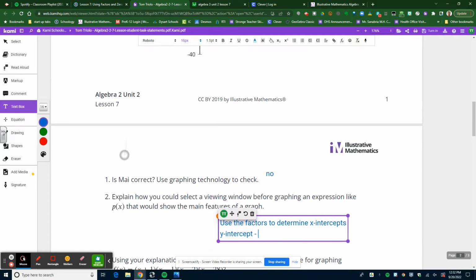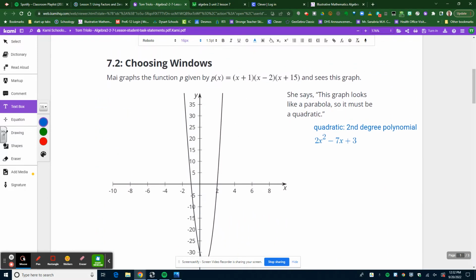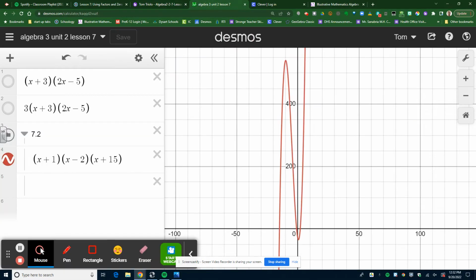Okay, so we're looking at 1 times -2 times positive 15. So that's negative 30. And if we look, we can double check here. It doesn't look like negative 30 because we're so zoomed out. But if you click anywhere close to the y-axis, there you go. 0, -30. Okay. Whoa. So every time you create a graph, Desmos will do some really nice things for you.